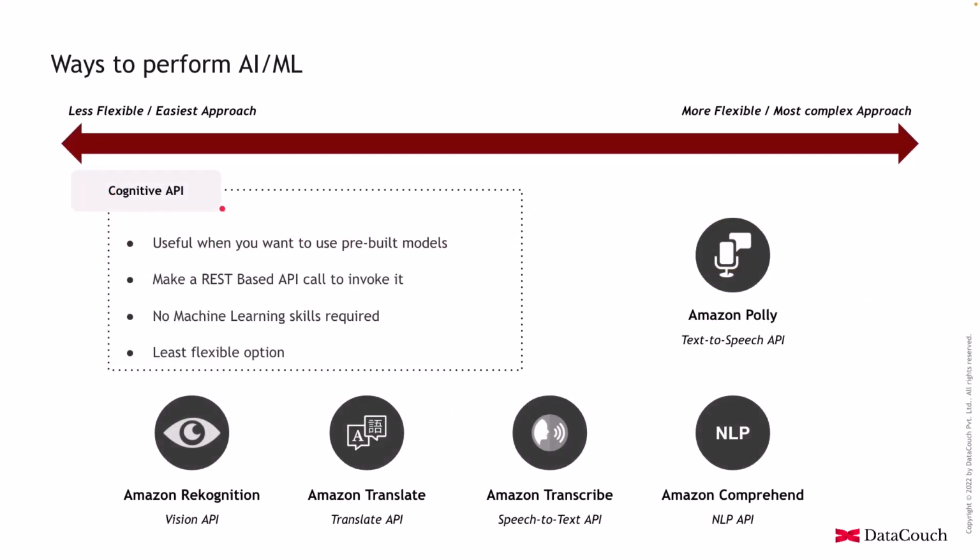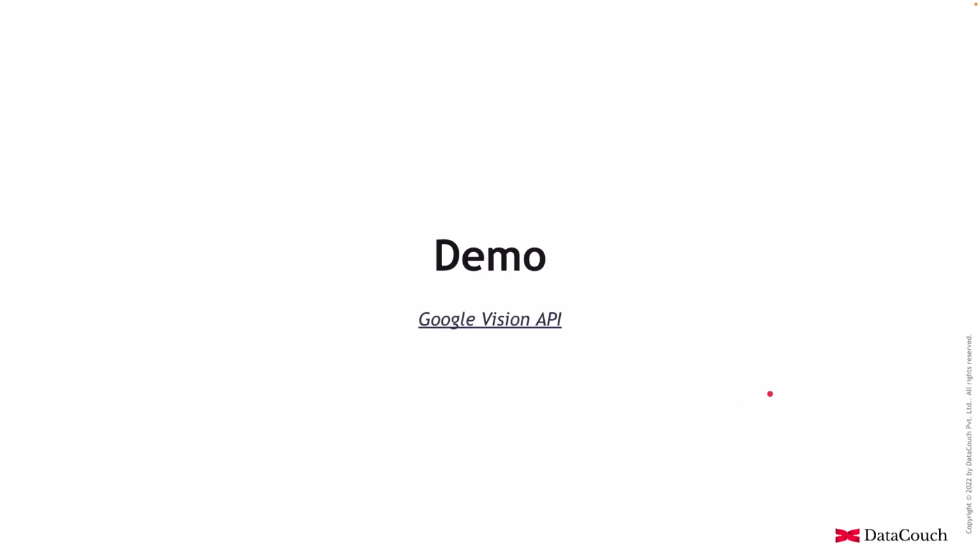As I was talking about cognitive API earlier, it is pre-built machine learning models and it makes use of REST-based APIs, and there are no machine learning skills required as such. It is the least flexible option because these are pre-built machine learning models. You cannot change anything. These are the machine learning models which are exposed through various APIs. So let's see a demo on Google Vision API so that you get an idea of how the cognitive API looks like.